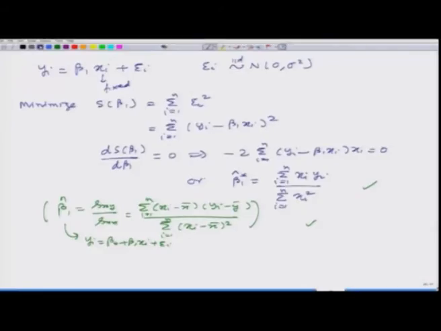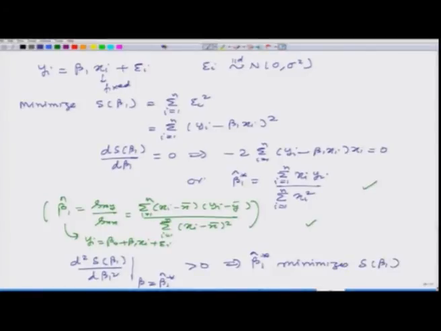Now, it is also not difficult to show that the second order derivative of S(beta 1) with respect to beta 1 squared, at beta 1 equal to beta 1 hat star, comes out to be greater than 0. So, this implies that beta 1 hat star minimizes S(beta 1). So, now this beta 1 hat star is the ordinary least square estimator of beta 1 when we have no intercept term in the model.